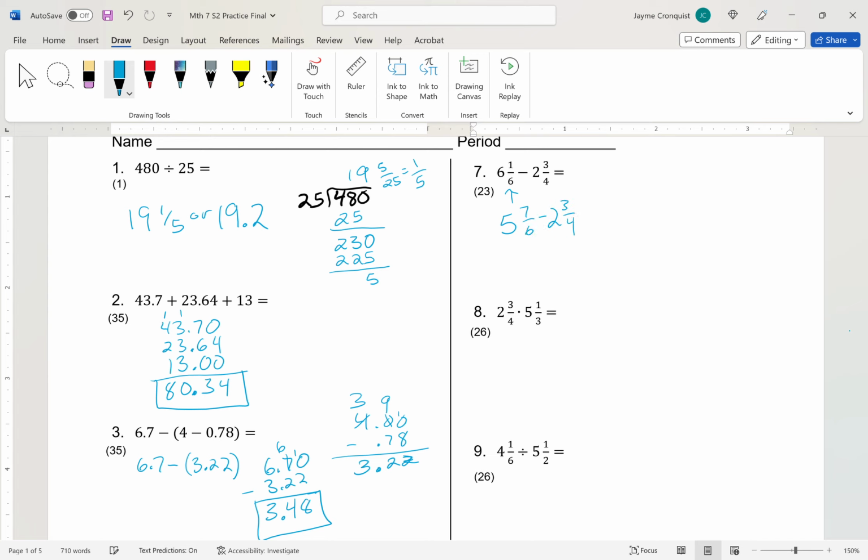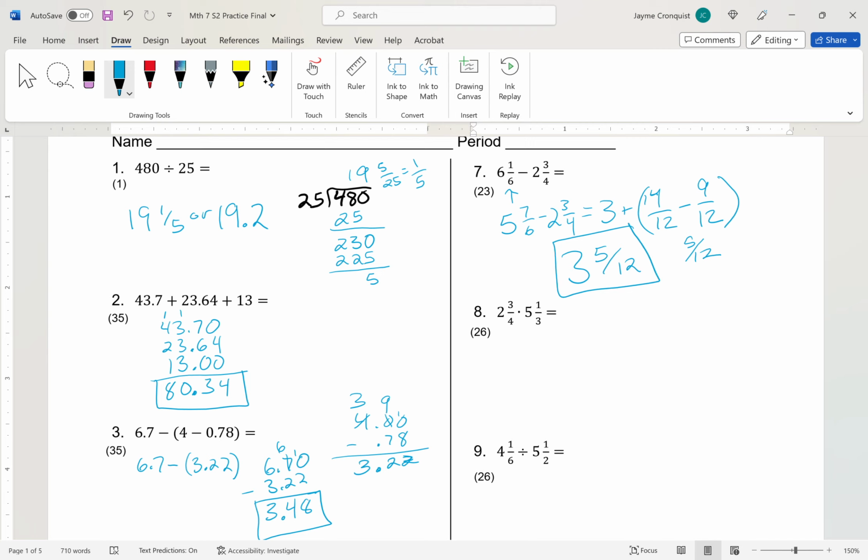Now I'll be able to subtract my fractions. So 5 minus 2 is 3. And now we're going to change those into 12ths, aren't we? So that's going to be 14 twelfths minus 9 twelfths. 14 because 2 times 7 is 14, 2 times 6 is 12. 9, 3 times 3 is 9, 3 times 4 is 12. Alright, so 14 twelfths minus 9 twelfths is what, 5 twelfths? I can't simplify that any further. So my final answer is 3 and 5 twelfths.